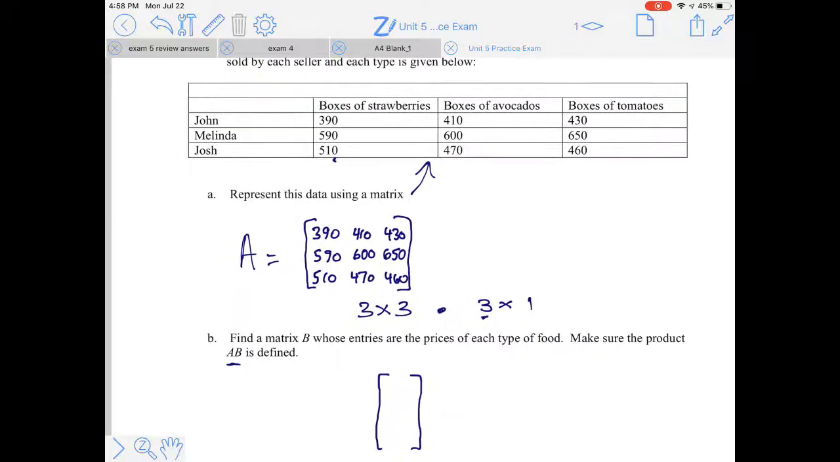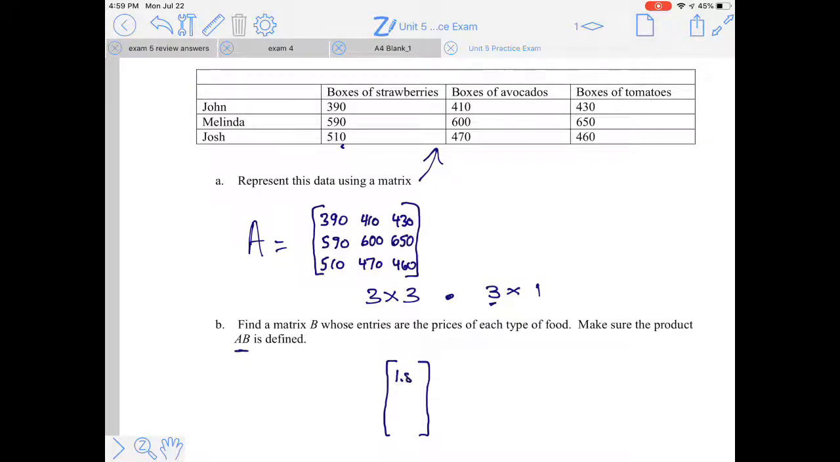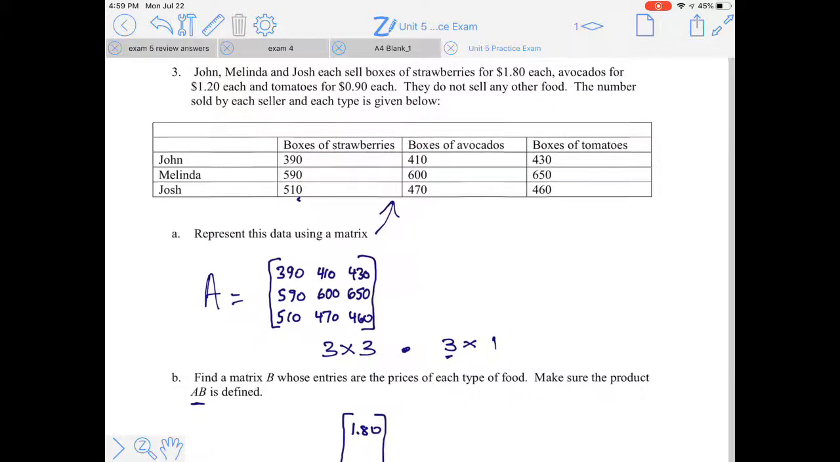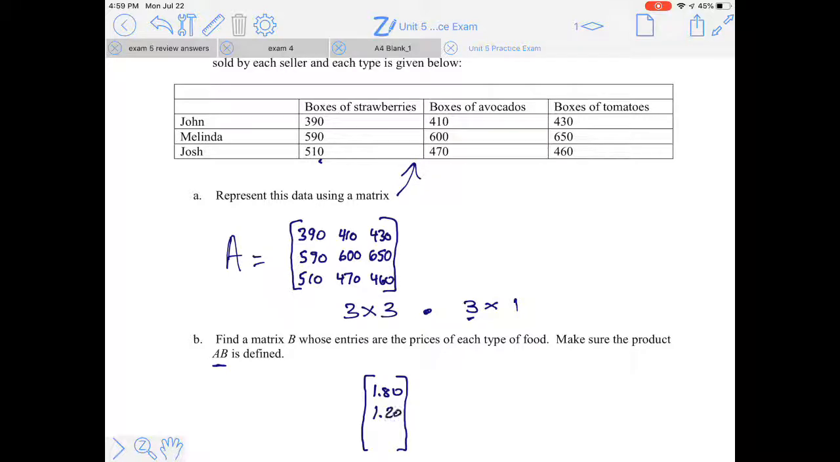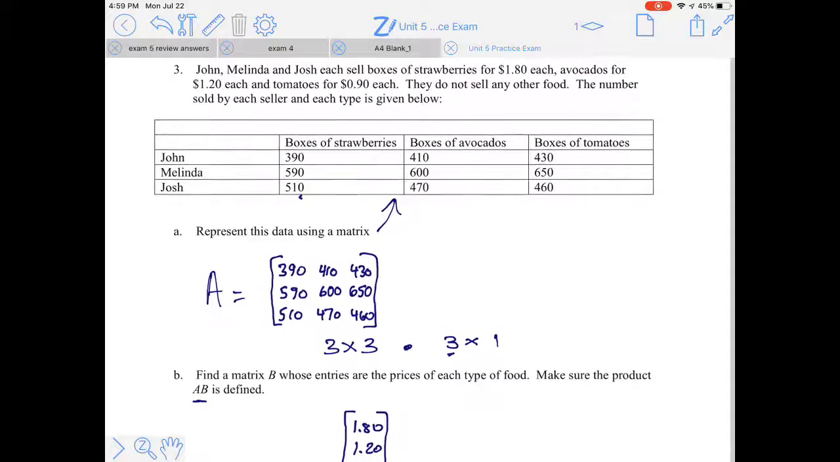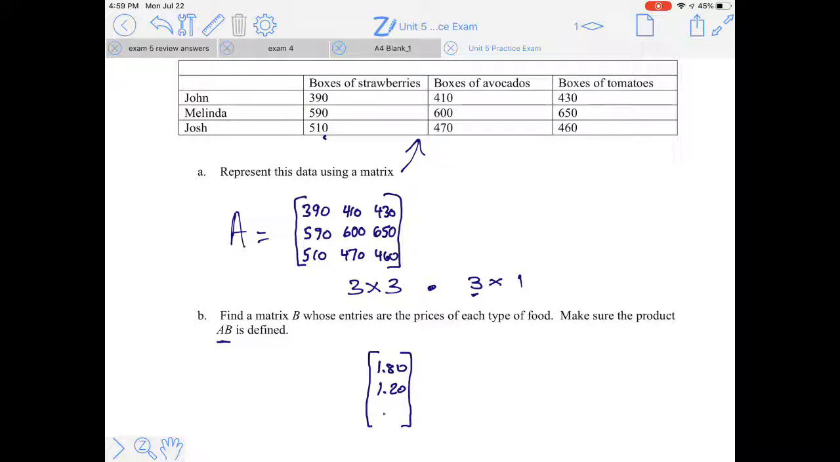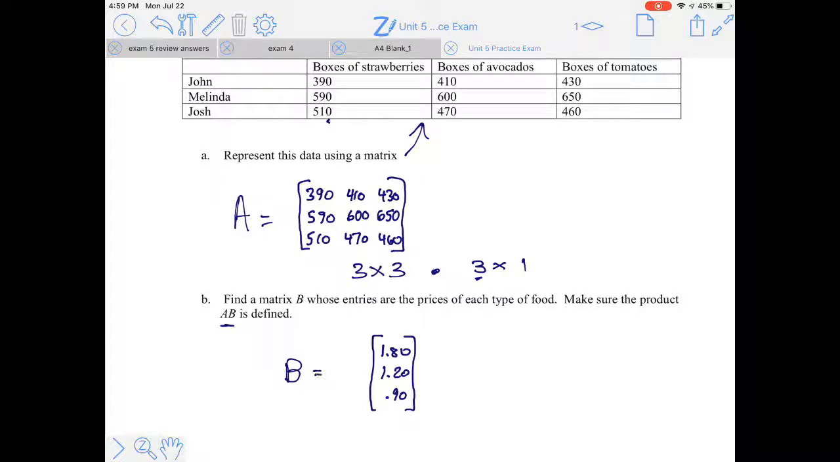And each entry is just one of the prices. So strawberries were $1.80. Avocados were $1.20. And then tomatoes were 90 cents. Just so I want to make sure, what would have been the problem if I turned this into a row? You can't multiply it. It'd be undefined. So the way that I've set this up now makes A times B defined. So, okay, I'm going to call this one B.